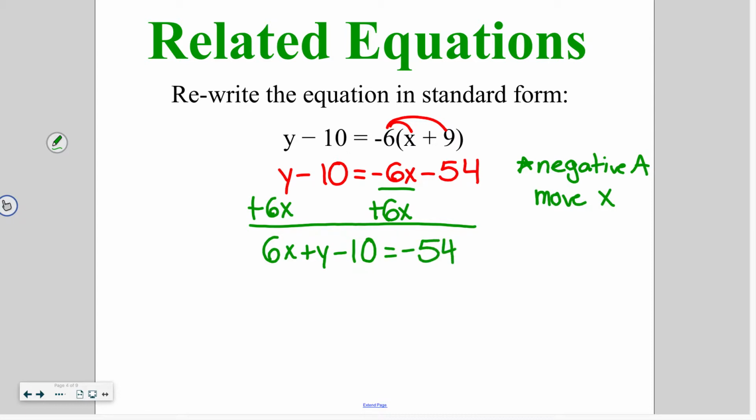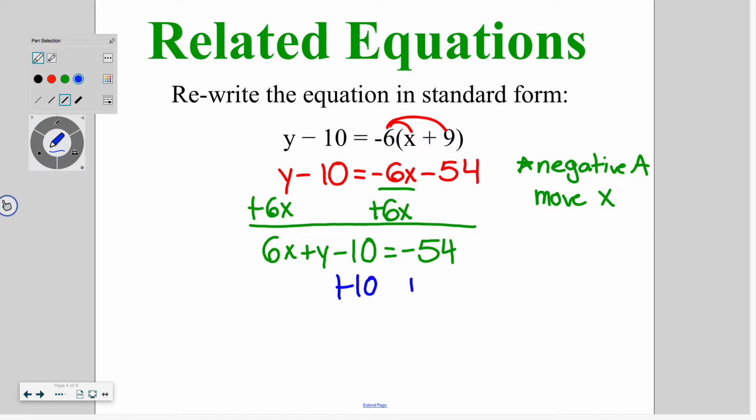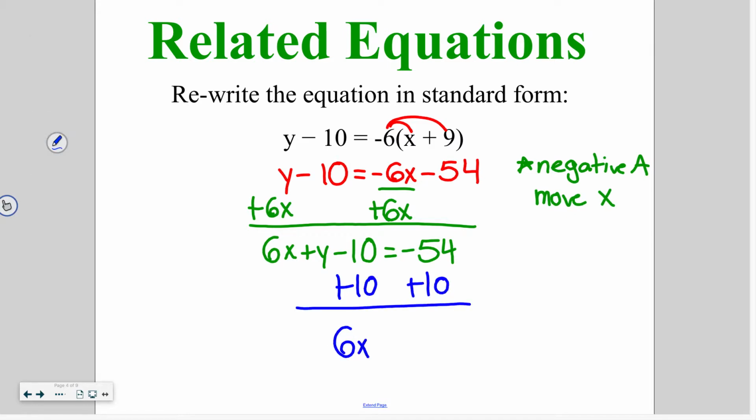Now in order to get it into ax plus by equals c, I'm going to need to get rid of this 10. So I'm going to go ahead and add 10 to both sides of my equation. And I get a final answer of 6x plus y is equal to negative 44. A is positive, x or y exists, there are no fractions or decimals, and we cannot divide all of these by the same number. So our equation is 6x plus y is equal to negative 44.